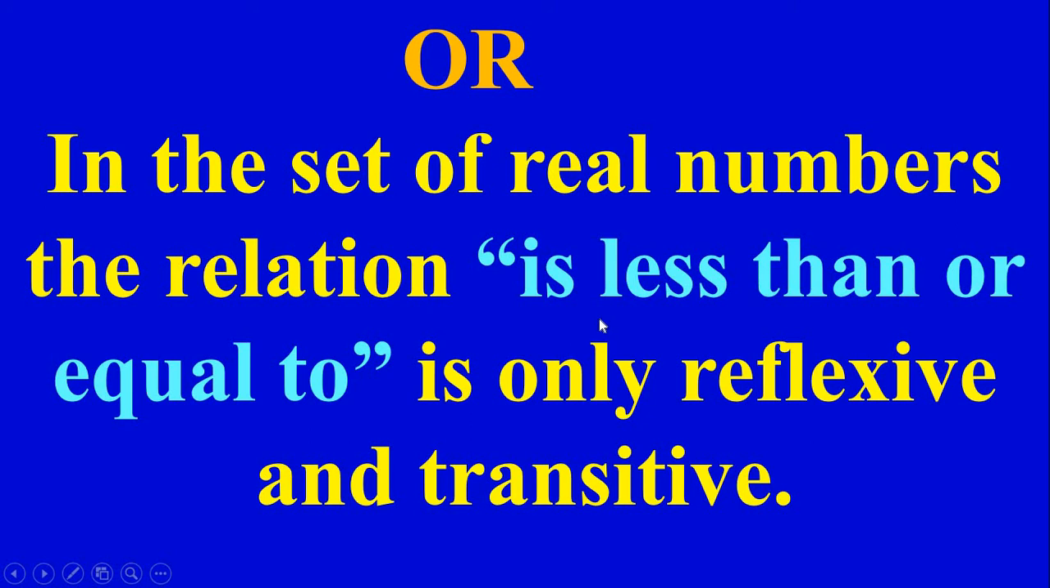And here it is transitive. 2 ≤ 3, 3 ≤ 4, then 2 ≤ 4. It is true. So therefore this relation is reflexive and transitive but it is not symmetric. Therefore the relation less than or equal to on the set of real numbers is reflexive and transitive but not symmetric.